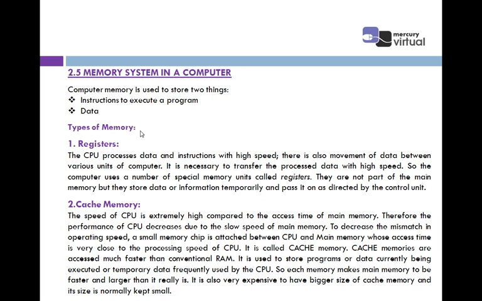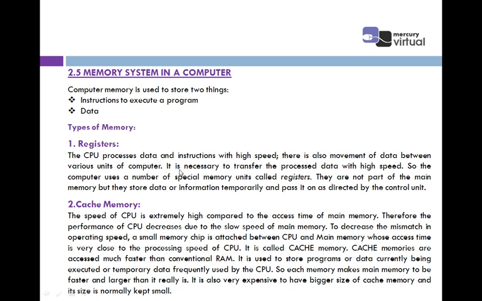First one is registers. This is basically a fast memory that is inbuilt into the computer. Inbuilt means that it is available already when you purchase the computer. Now let's see what a register is. The CPU processes data and instructions with high speed. There is also movement of data between various units of a computer. Means first data goes to the input device, then goes to the memory, then goes to another memory. So this is a movement of data between various units of the computer. So it is necessary to transfer the processed data with high speed when required.